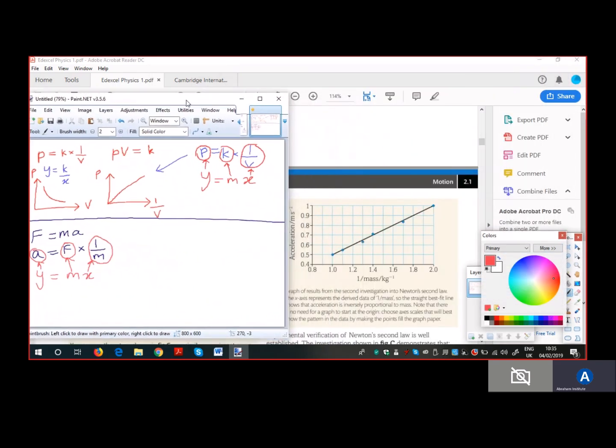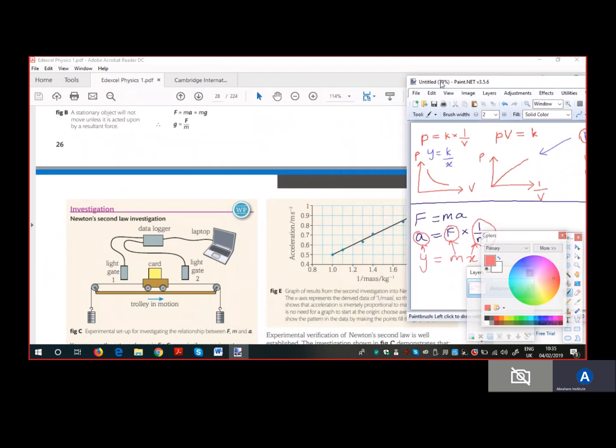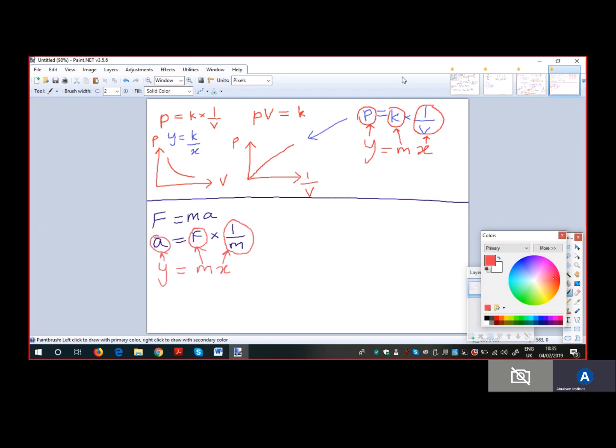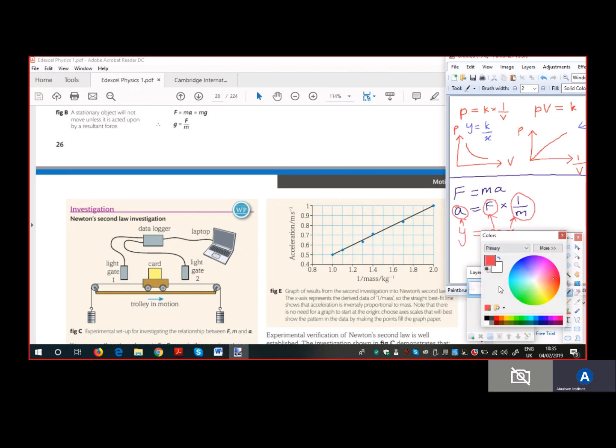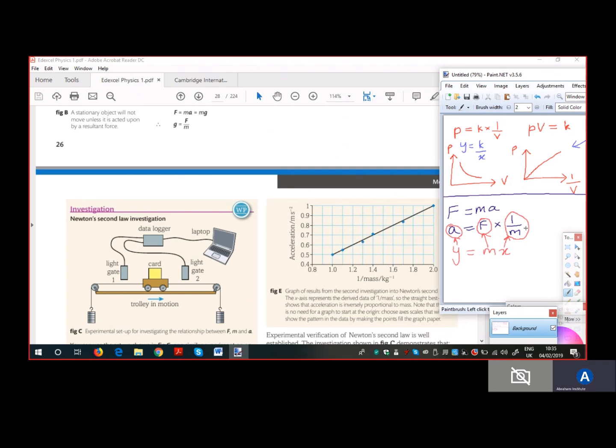Now we can have a look at that, and compare it side by side. Can you see that here? Acceleration is on the y-axis, and on the x-axis we have 1 over the mass. Do you see that? This is in the form y equals mx, so the gradient of this graph will be the force. Any questions?